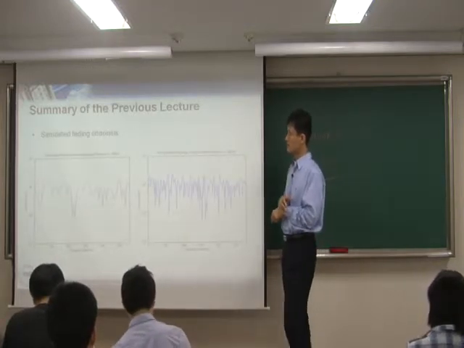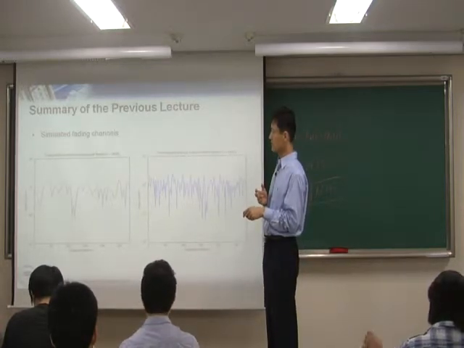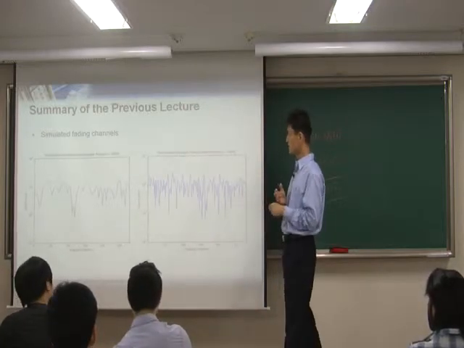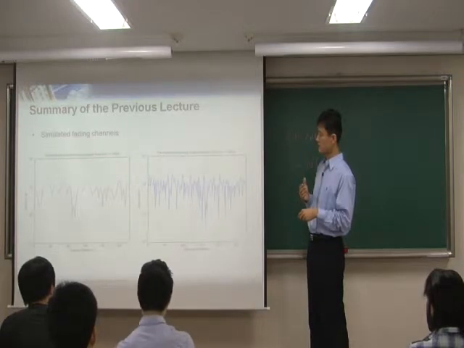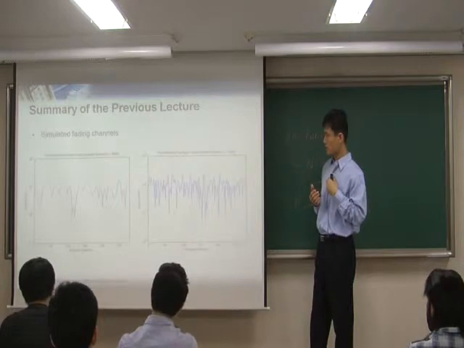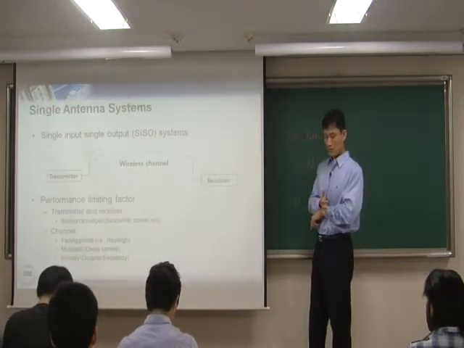So this is actually simulated fading channels. This is the case of fading with Doppler frequency 50. This is the case of Doppler frequency 200. So you see that this is faster fading, and this is slow fading, in the time domain.